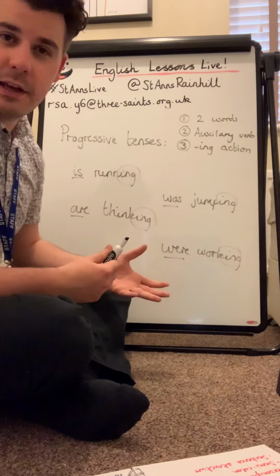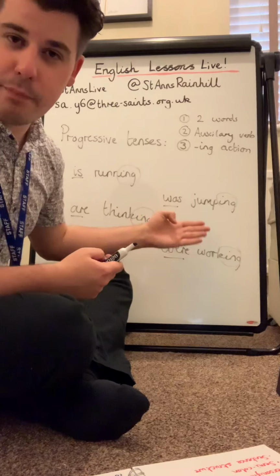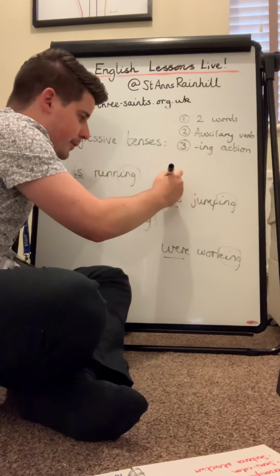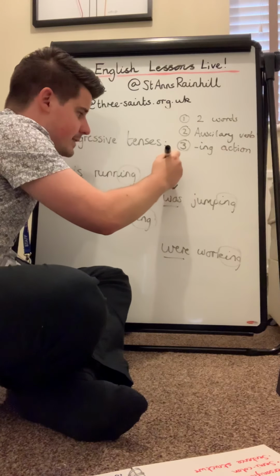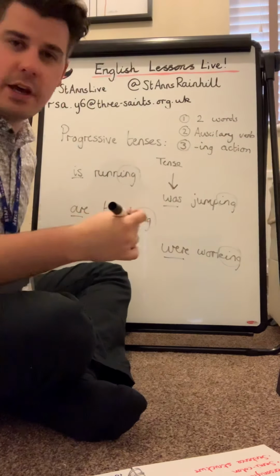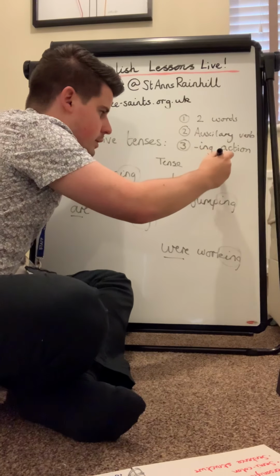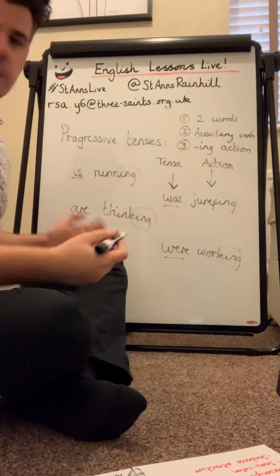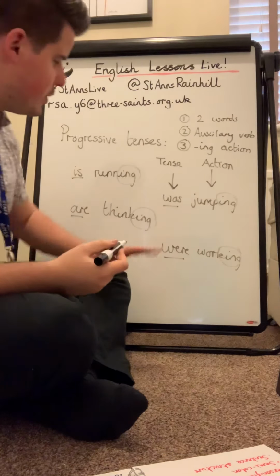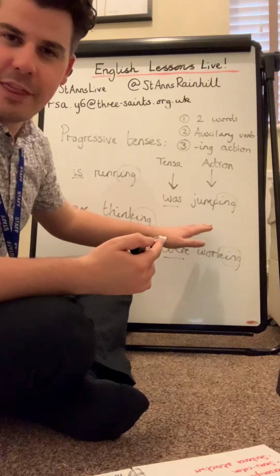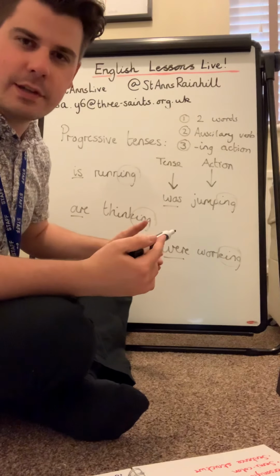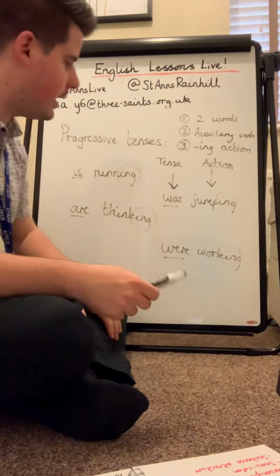So when we're building progressive tense, each word plays a part, which is why you need both words. The auxiliary verb tells you the tense and is also linked to who did it. And then the second word tells you the action. And without both words, it wouldn't make sense. If we just had was, you know, I was, well, we don't know what's happening. But if we had I jumping, then again, we don't know when that was. Is it I am jumping or I was jumping?